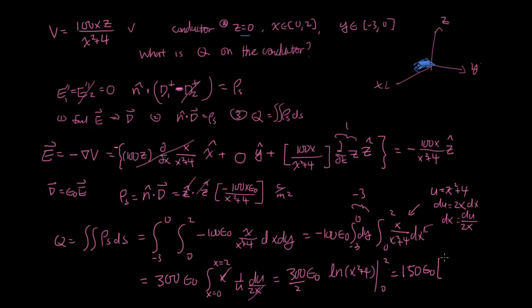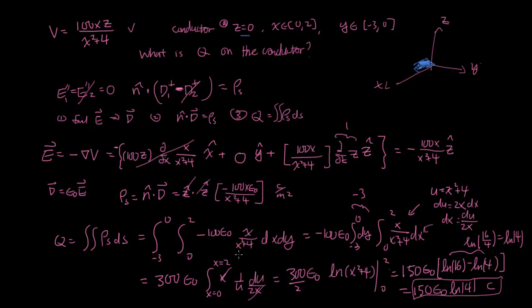Your pre-electromagnetics math skills really all get tested in this particular instance. If you have natural log, you plug in 2, you have natural log of 16, minus the natural log of what you get if you plug in 0, which is 4. And remember, if you have the difference between two natural logs, you can combine this into natural log of 16 over 4. So you're left with natural log of 4. And finally, you arrive at your answer of 150 epsilon naught natural log of 4 coulombs.